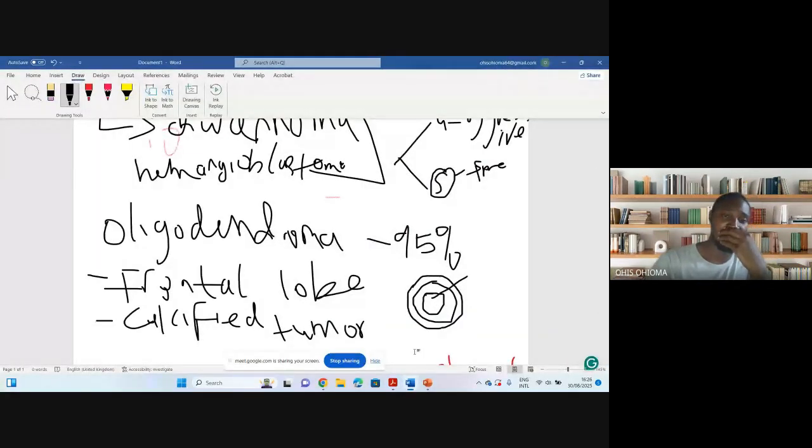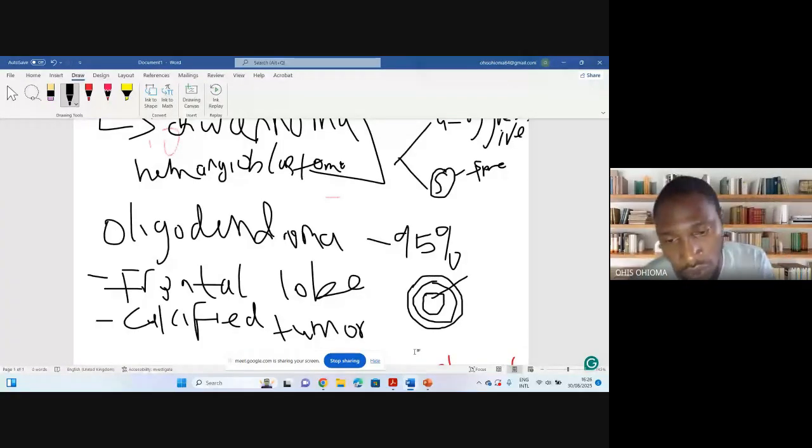It doesn't really have a gender predilection. I think it occurs in both females and males almost equally. That's really the high yield thing you need to know about oligodendroma. It's not as commonly tested in the exam as glioblastoma or the other tumors or meningioma.